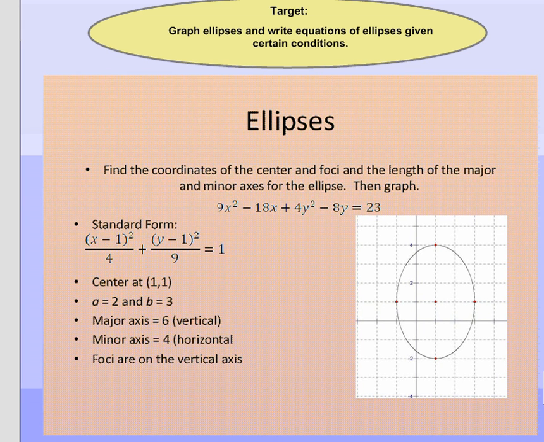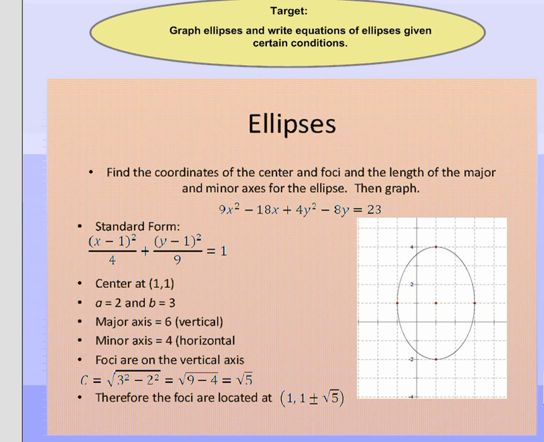Major axis is again vertical, minor axis is again horizontal, and the foci are again found on the vertical axis because it is the major axis. Again, they're found square root of 5 units away. You can see the work to find your c value, and this would be the location of the foci as we add to and subtract from the y coordinate in order to find those foci on the vertical axis.